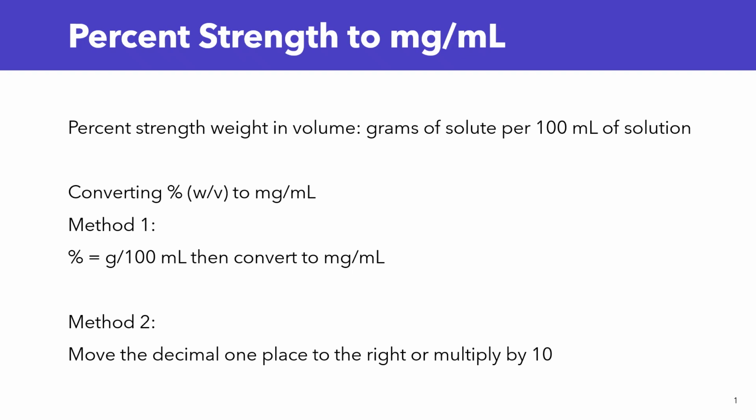Now, another method we can use to convert percent strength to milligram per ml is a shortcut, a hack. When you have a percent strength weight in volume and you want to convert it to milligram per ml, all you have to do is move the decimal one place to the right, or in other words, multiply by 10. And you'll get the same answer. We'll do some examples so you can see this in practice.